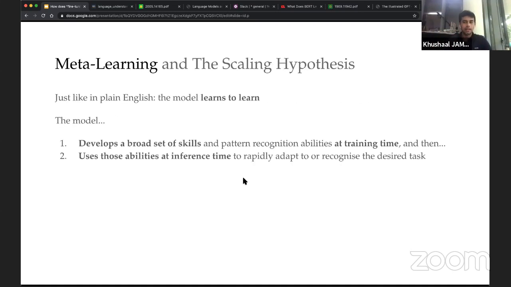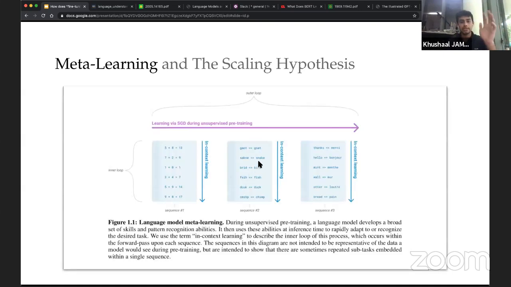With meta learning, it's what it says on the tin, right? The model learns to learn. Specifically, during training time, it develops a broad set of skills, which it can then use at inference time to rapidly adapt to the task at hand. We can see what this might look like using this figure here. On the top, this purple arrow, we have the pre-training going on. This is a forward pass. This is what they described as the outer loop.